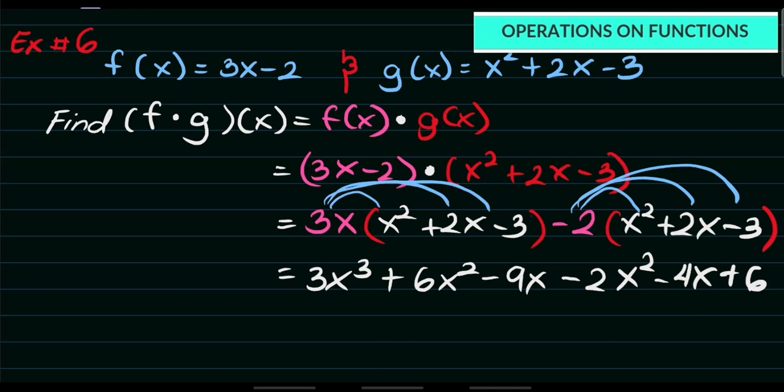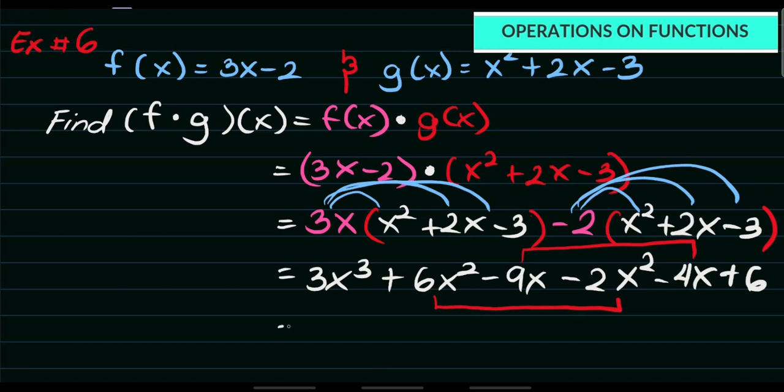So, meron tayong mga like terms na makikita sa ating mismong expression right now. We have 6x squared and then negative 2x squared. We also have constant terms. We have negative 9x and the value of negative 4x. So, i-combine lang natin yung values nila para sa ating pinaka-final answer.